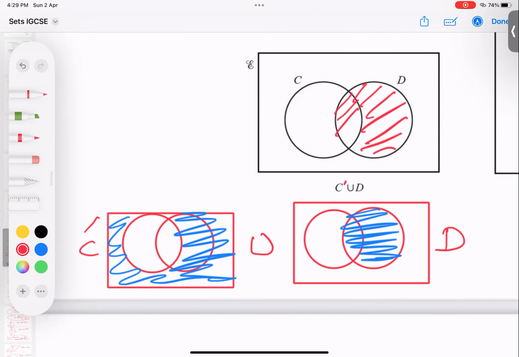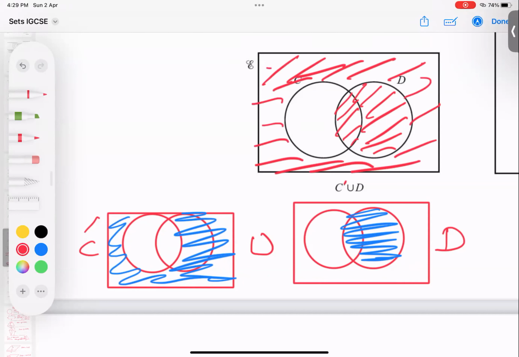So I will take it. And outside, where we have shading in one and not the other, it's called uncommon shading. So I will take it. And this is my final answer. I will leave out only this white part.